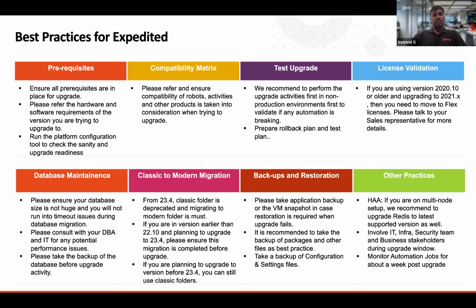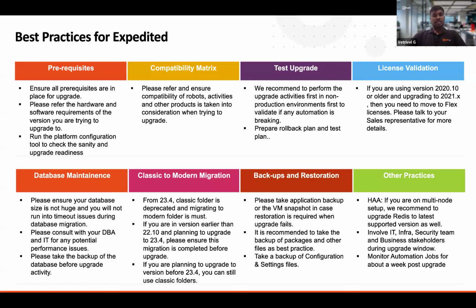Then test the upgrade. Before performing any upgrade in production, we recommend performing that upgrade in the lower environment, and you can make sure everything is functioning. Then you can go for production. In the license validation, if you are using 20.10, the older version, and you are planning to upgrade to 21.10, we have the Flex model of the license type, so you need to cross-verify with the sales representative or TAM. You can get more detail about what the changes in the licensing model are.